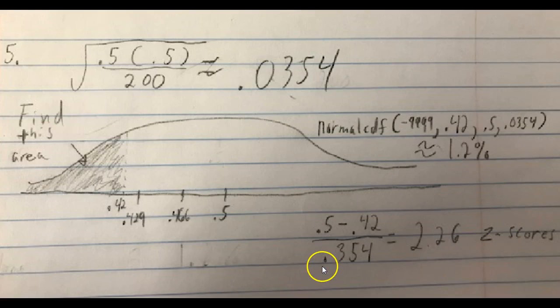Another way you can look at this is by looking at the z-scores. So if you want to know how many z-scores away from the 0.5 that we expect this number is, we take our actual value, our p-hat, and subtract it from our expected value, our p-value of 0.5, and then we divide that by 0.0354. And what we find is that gives us 2.26 z-scores away.